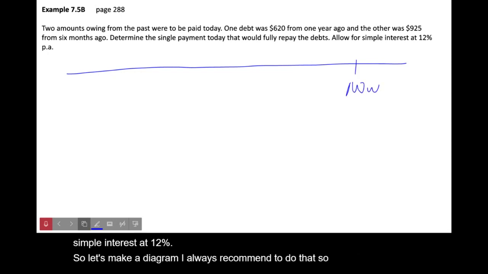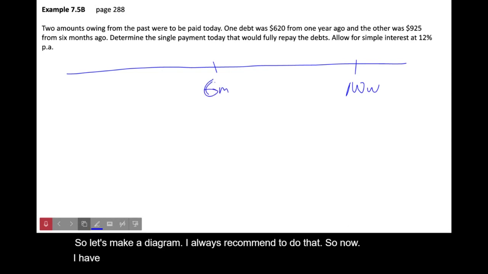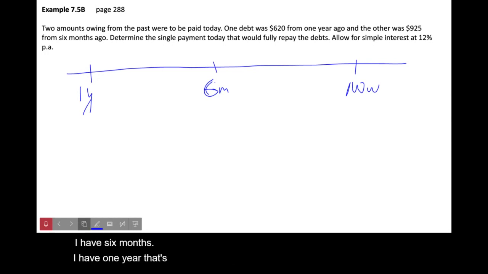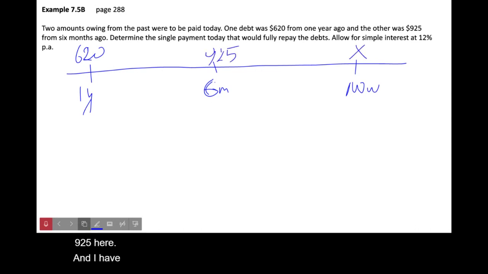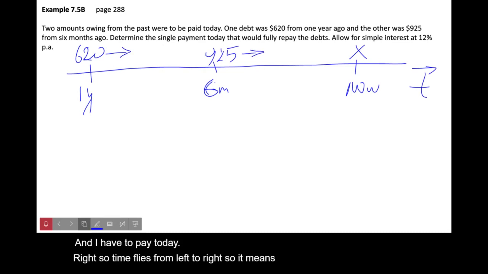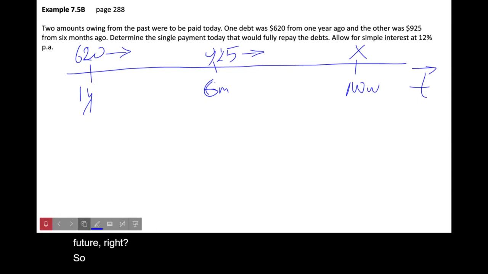So now I have 6 months, I have 1 year, that's before now, right? So 620 here, 925 here, and I have to pay today, right? So time flies from left to right. So it means I move two amounts where? To the future, right? So what formula to use?